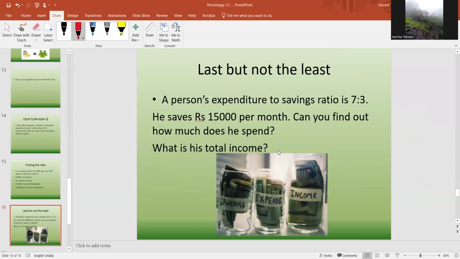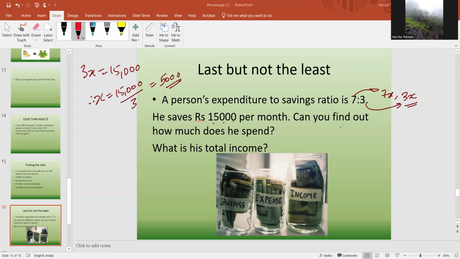Last but not the least, a person's expenditure to savings ratio is 7 is to 3. I'm going the algebra way. Let expenditure be 7x, savings be 3x. This person saves 15,000 per month. That means 3x is equal to 15,000. Therefore, what is x? 5,000. Therefore, what are his expenses? 7x. So 7 into 5,000, 35,000. And now they're even asking us his total income.